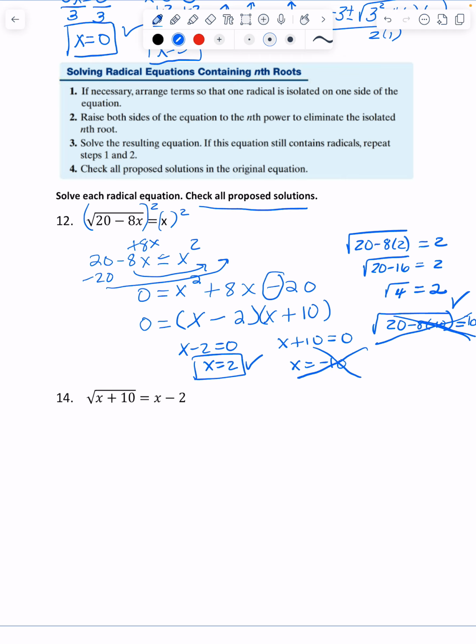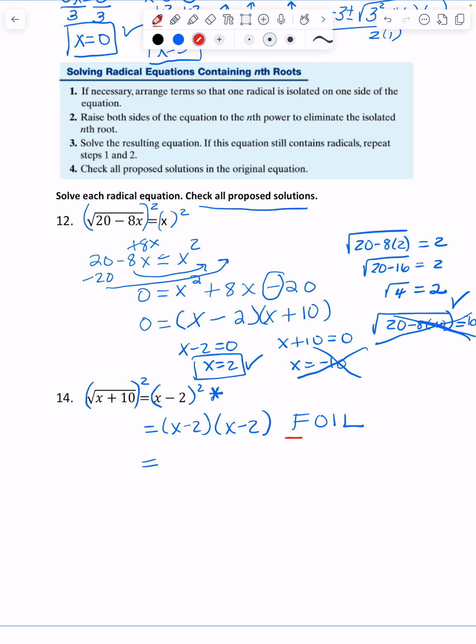All right, let's look at 14. We start off, we want the radical by itself. It is. But there's an added step here because when I go to get rid of the radical, I'm going to square both sides. One of the most common mistakes happens over here on the right side where students square the x and they square the 2. But x minus 2 squared means x minus 2 multiplied by x minus 2. I have a binomial multiplied by a binomial, and I'm going to have to foil that out.